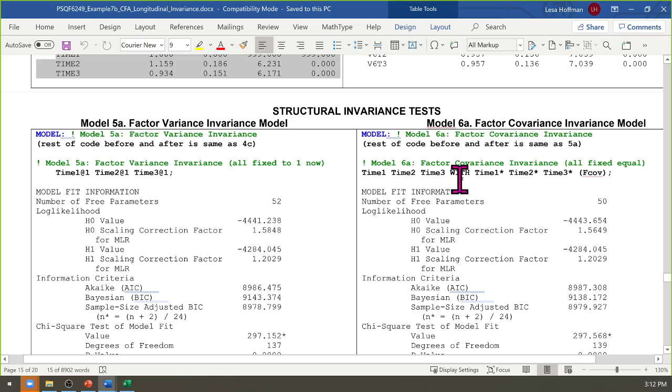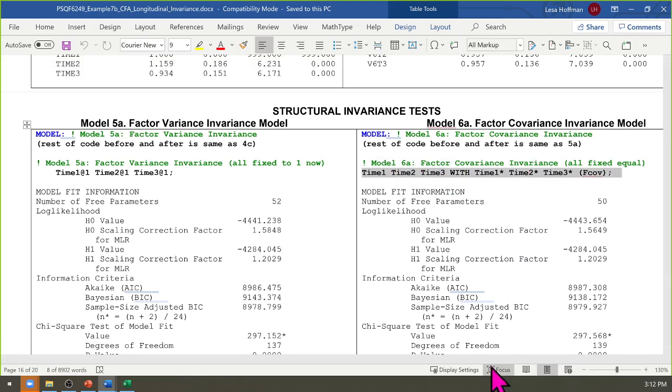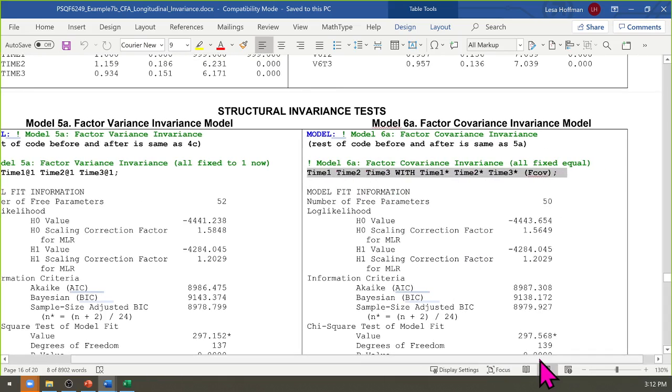Okay, how about factor covariances? So I'm over here on the right-hand side of the page. What I've done is add the F-cov label there. That is constraining all 3 factor covariances, which are all 3 possible, 1 with 2, 1 with 3, 2 with 3, to 1 number.